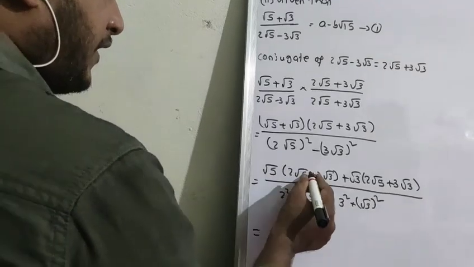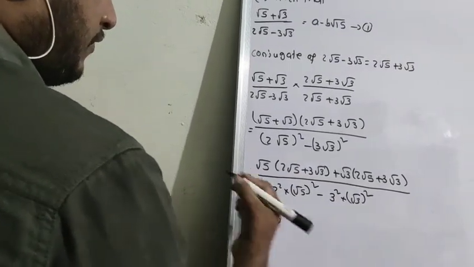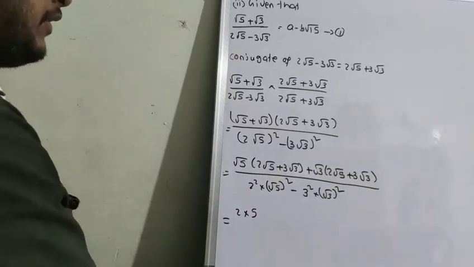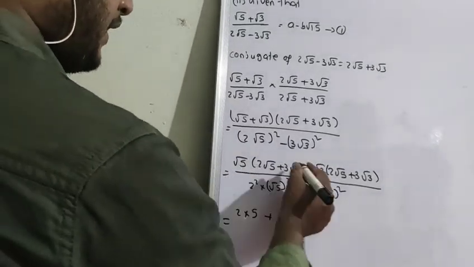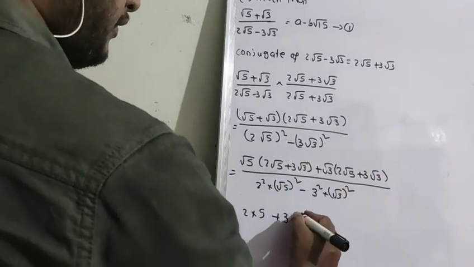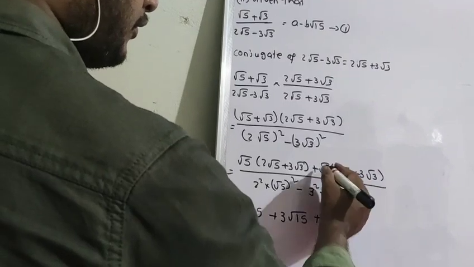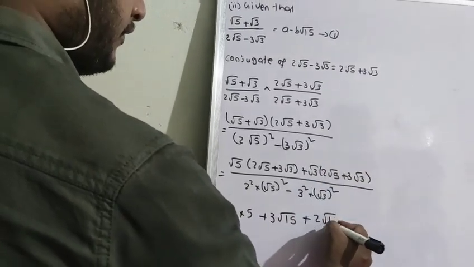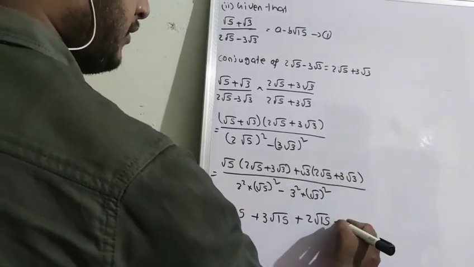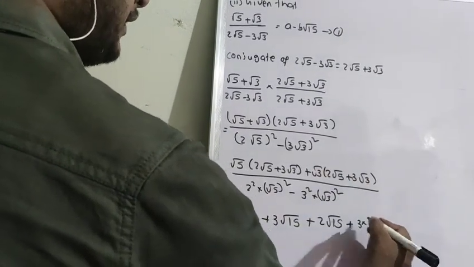Now I multiply root 5 into 2 root 5. 2 root 5 into root 5 is 10, because root 5 whole square is 5. Plus root 5 into 3 root 3, you will get 3 root 15, plus 2 into root 3 into root 5, 2 root 15, plus again 3 into root 3 into root 3 is 9.